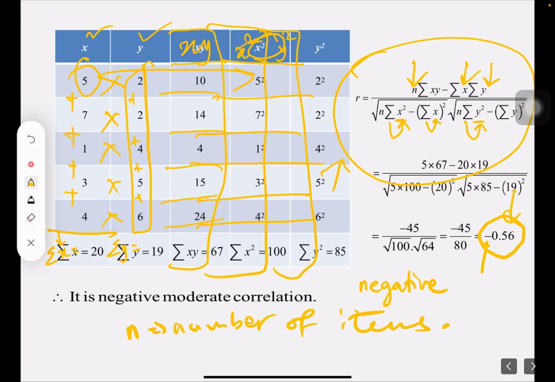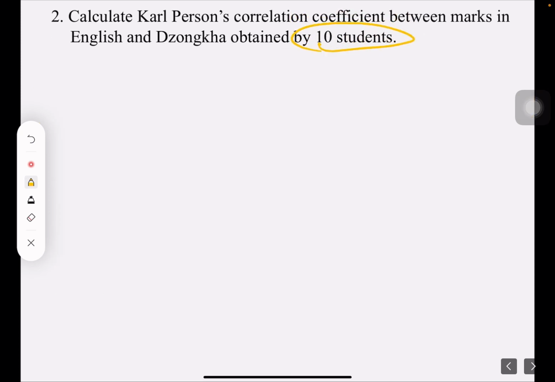So you're not going to calculate x and y separately, but if you remember, this question was about the marks of 5 students, which means how many items you have. So 1, 2, 3, 4, 5, so 5. Okay, similarly here in this case, 10 students.